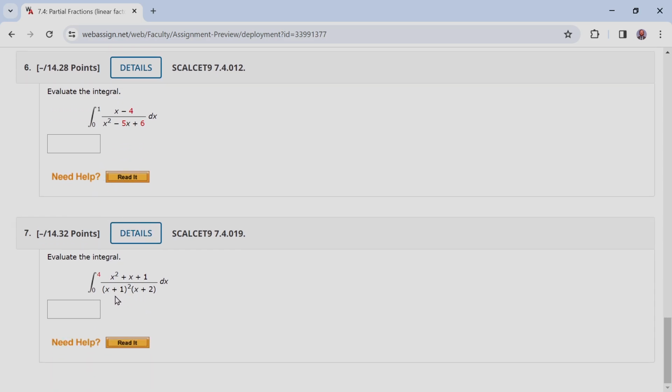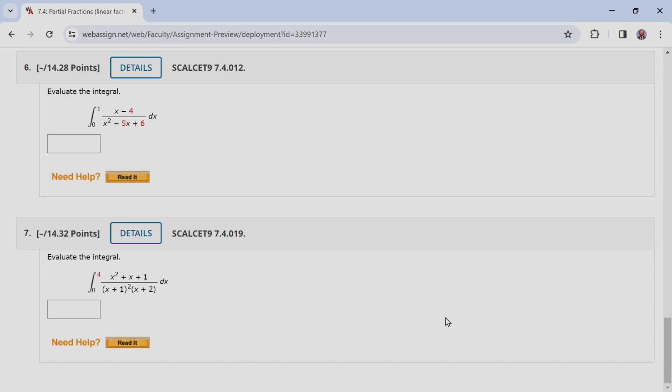Okay, so this last example is probably the most sophisticated one because we do have a repeated factor. Note the x plus 1 is squared, which means in our decomposition, there's going to have to be one fraction over x plus 1 and a second fraction over x plus 1 squared. There's going to be a third fraction over x plus 2, and we'll just take that one bite at a time. So we'll have A over x plus 1, B over x plus 1 squared, and C over x plus 2, all in sum.